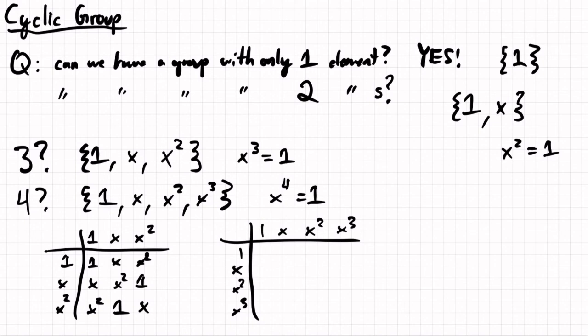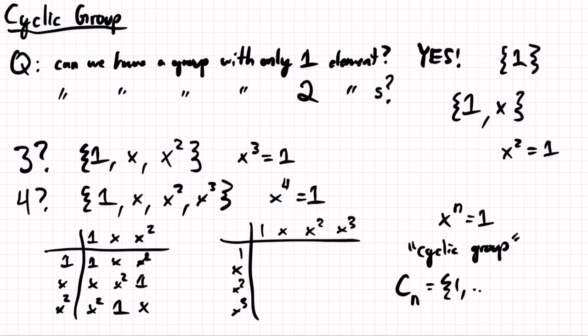Maybe the last thing I'd like to say is that these groups where our defining equation is x to the n equals 1 for some n are called cyclic groups. And we use the letter Cn, where n is this n right here, to denote them. So Cn is equal to 1, x, dot dot dot, x to the n minus 1, because x to the n is equal to 1.